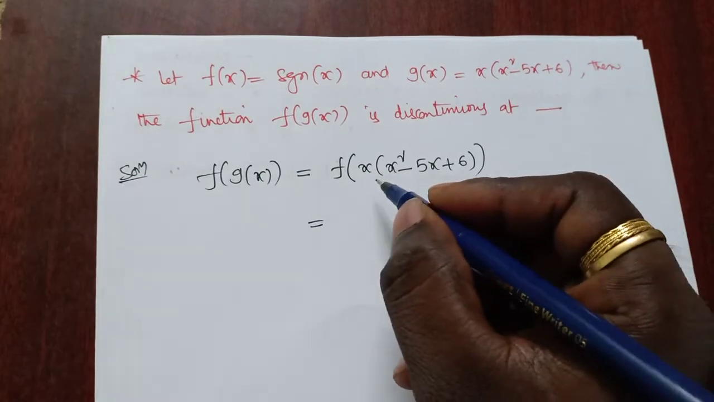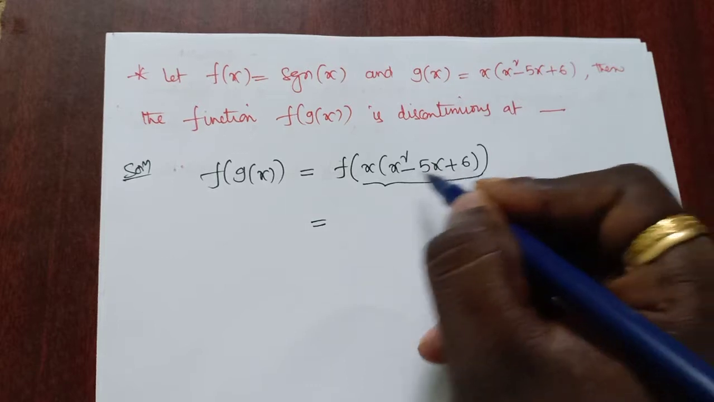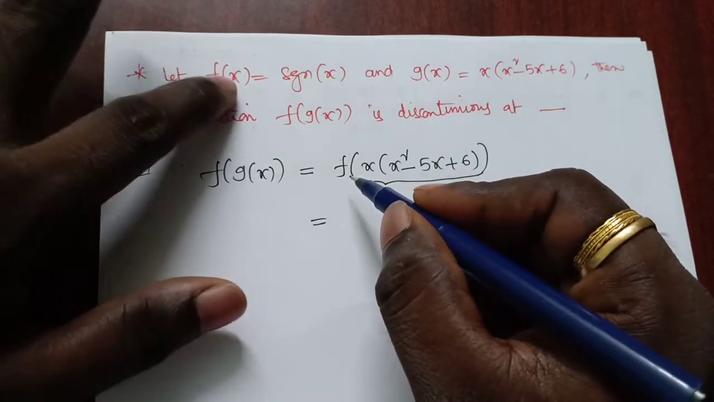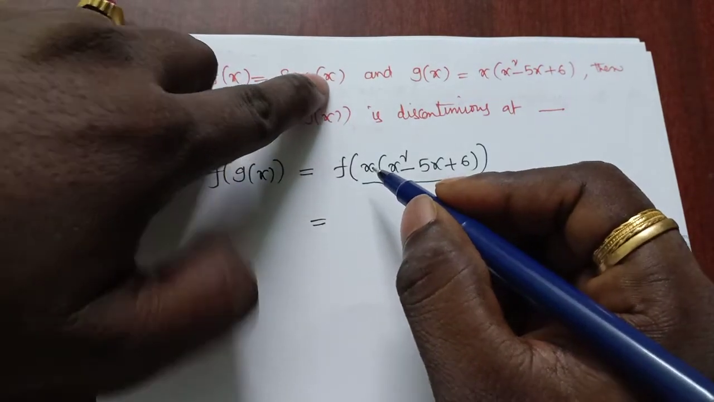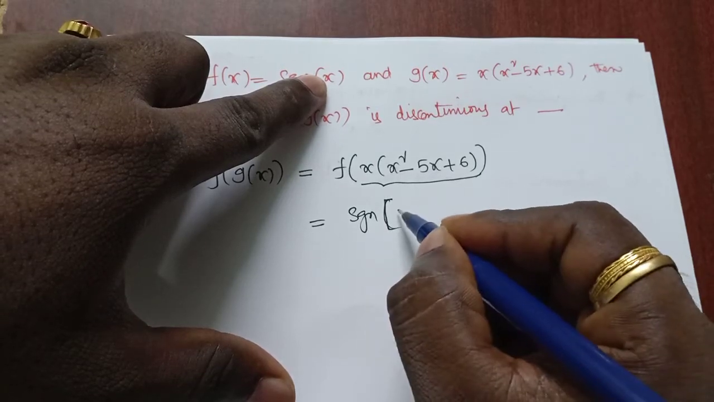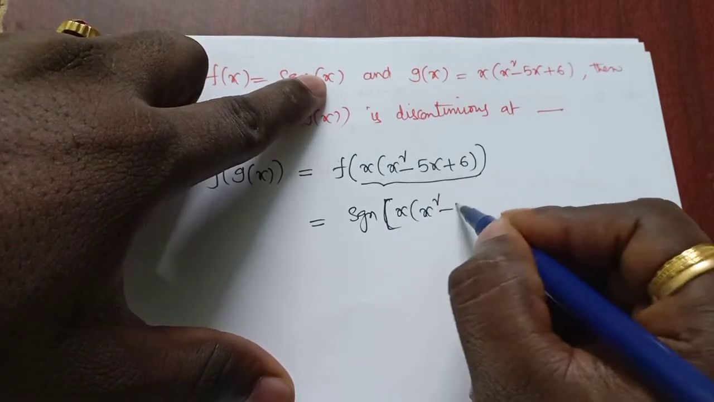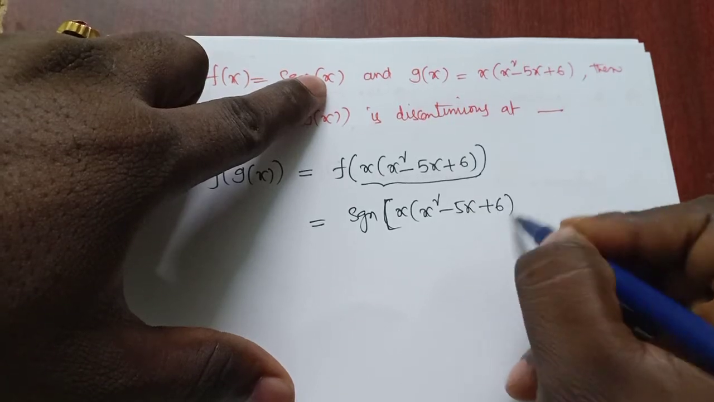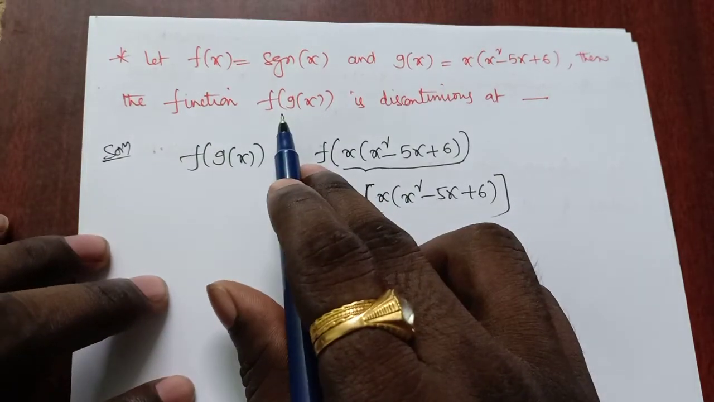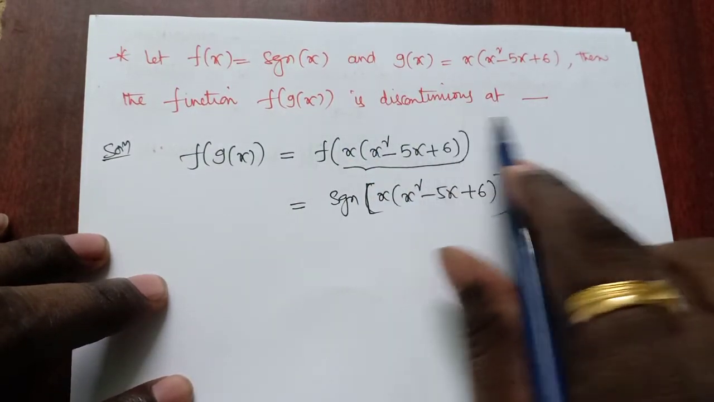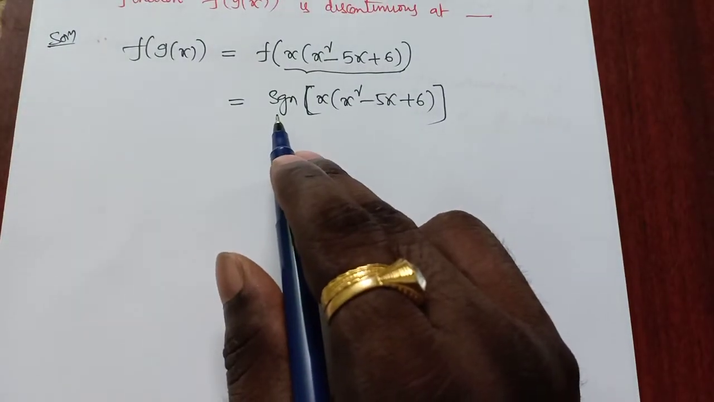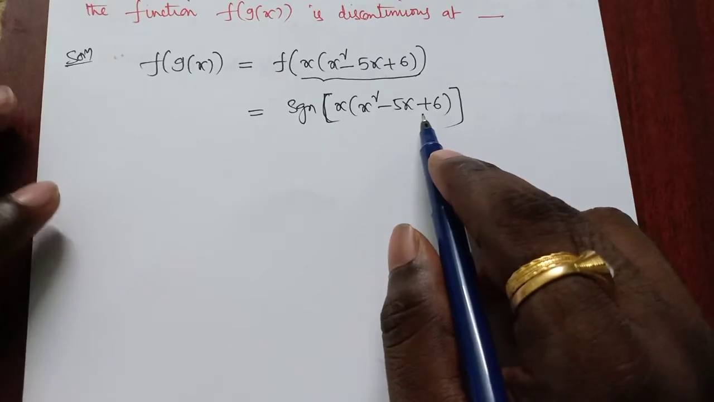Now see, in place of x, we have x into x square minus 5x plus 6. Now what is f of x? Signum of x. In place of x, we replace with signum of x times of x square minus 5x plus 6. Now what we need to find? Where the given composite function is discontinuous. Now it is signum of x into x square minus 5x plus 6.